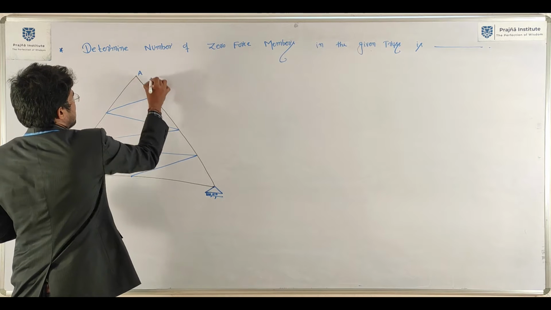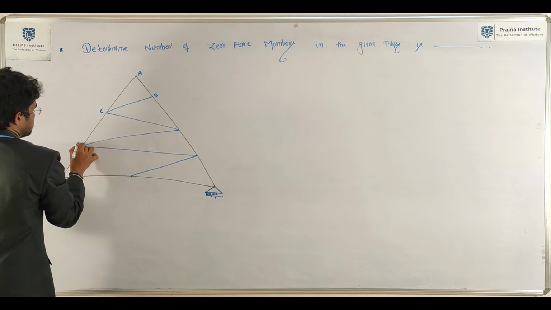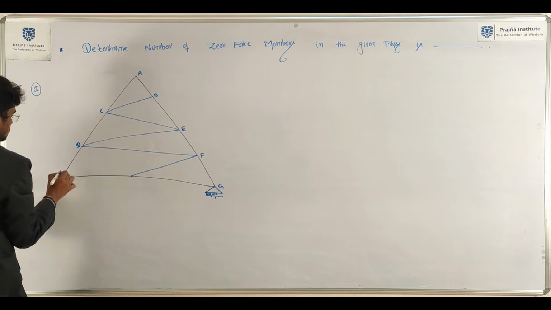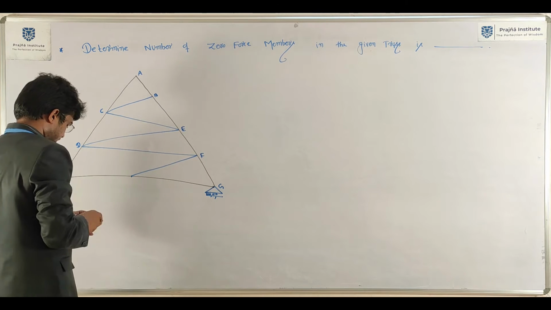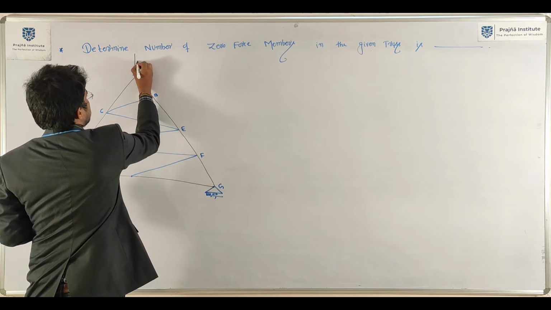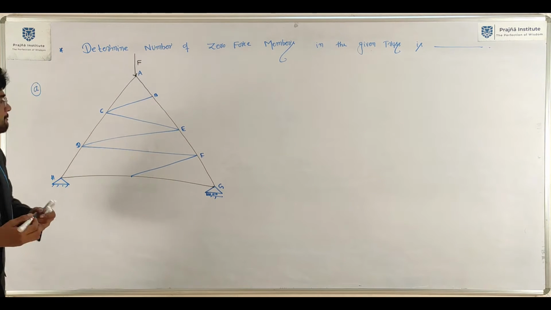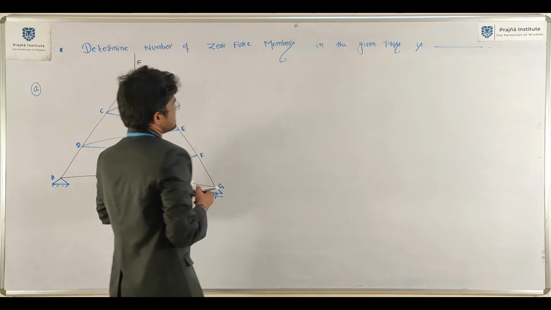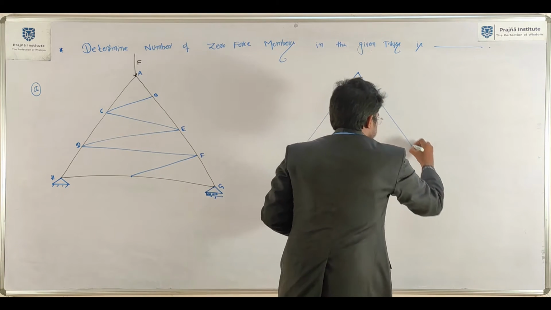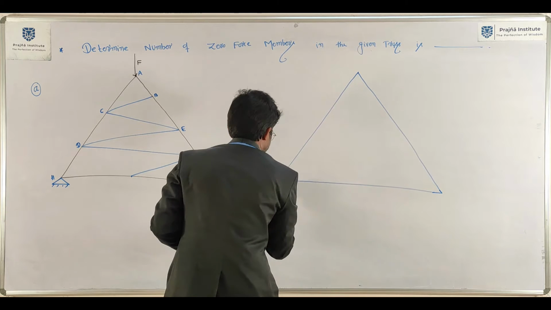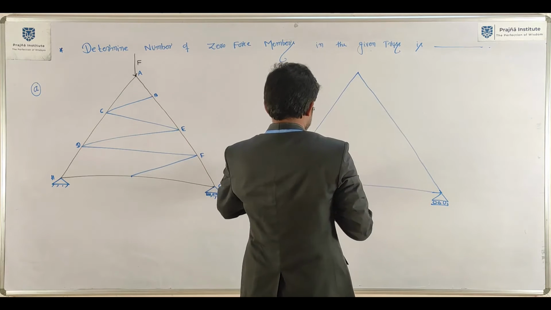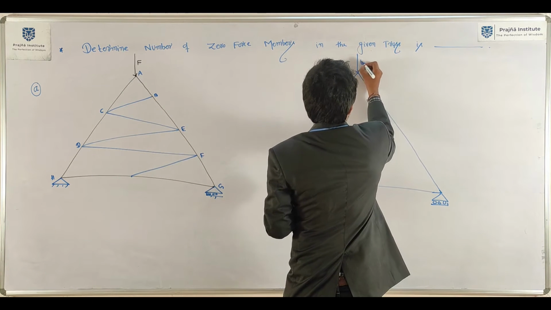Okay, here it is: A, B, C, D, E, F, G, H. The load is acting here, it is F. They are asking for the number of zero force members. First, draw the same truss here. Load acting here, it is F of course.